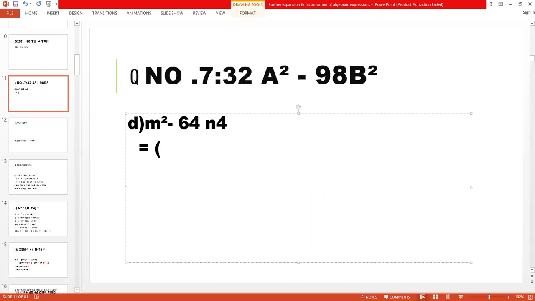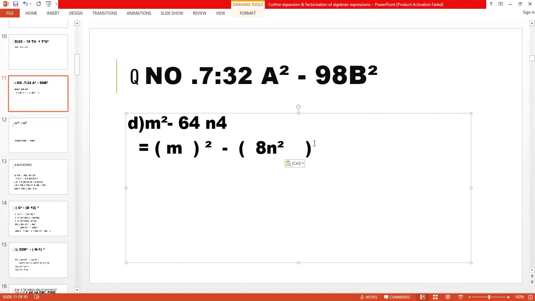M square is the square of which variable? And then we have to find 64 is the square of which number, and 4 is the square of which variable. ठीक है, अब ये देखें m square किसका है? m का. m into m it becomes m square. 64 के 8 into 8 it is 64 और n square multiply by n square it becomes n4 because power will be added.